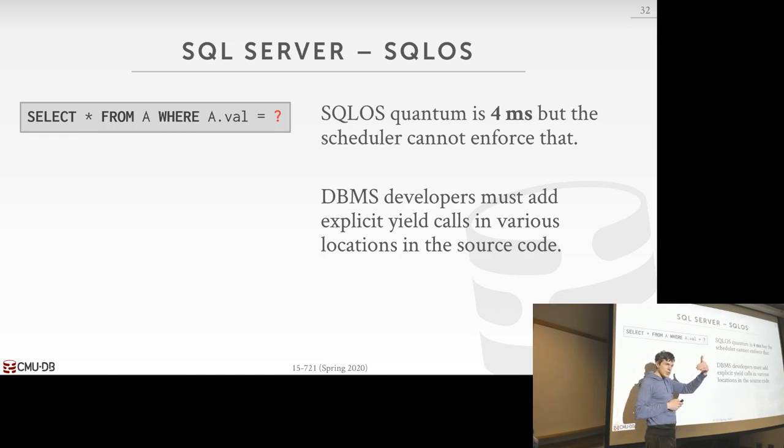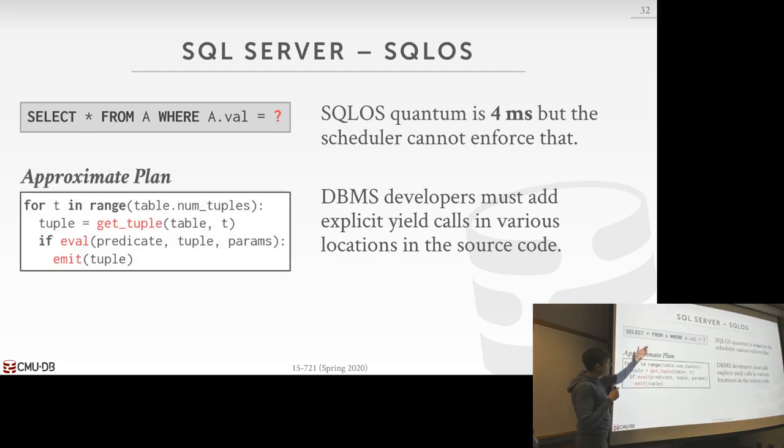modify the source code of SQL Server itself to introduce yield calls to cause the thread to go back and return control back to the scheduler. So let's say this is a simple query here, select star from A where A.val equals some parameter. A really simple implementation of this would be a for loop where we get a bunch of tuples, evaluate a predicate, and then if they match our predicate, we emit it.